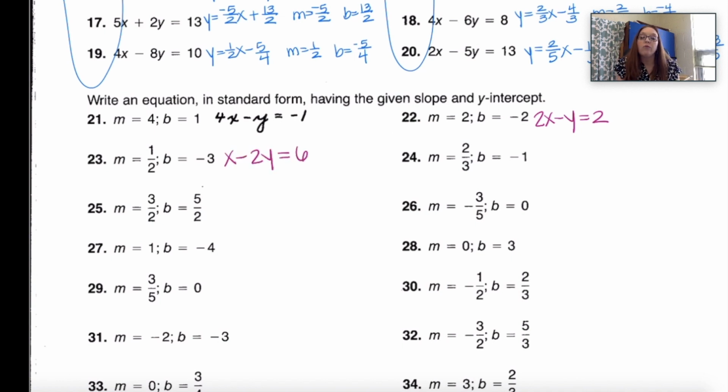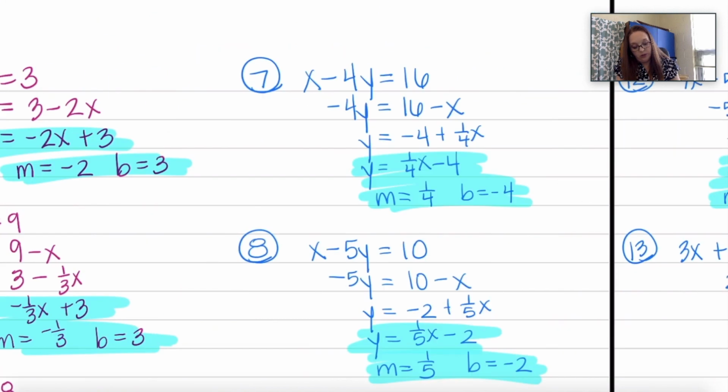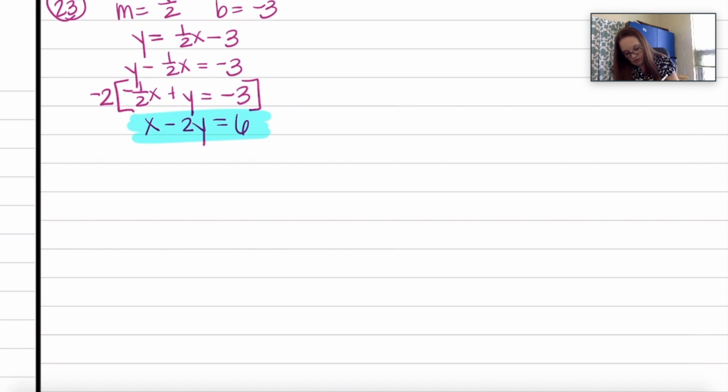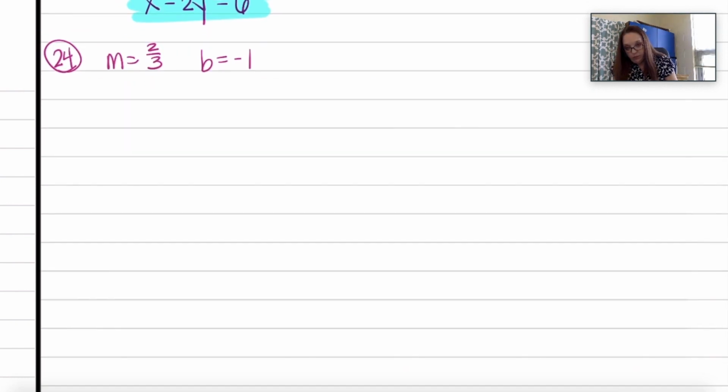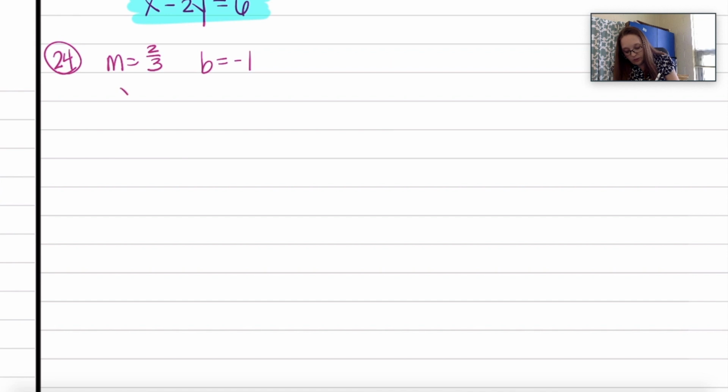And we'll try 24. For 24, our slope is 2/3 and our y-intercept is -1. Okay, and that's number 24. Again, anytime you're given the slope and the y-intercept, regardless of what form you're being asked to write the equation in, it's best to start in slope-intercept form because that's easiest. All right, now we'll convert it to standard form.